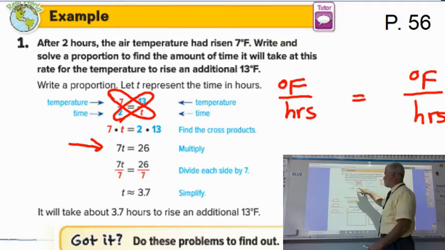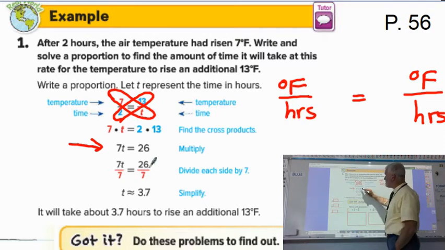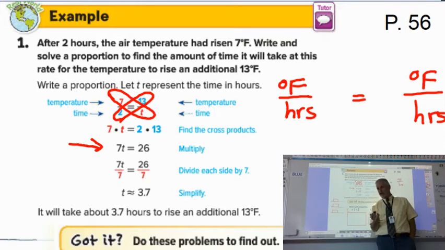Now, sometimes you'll write 2 times 13. Sometimes you can just write 26. It depends on how big the numbers are, okay? Kind of up to you for now, all right? So now this equation here, 7 times t equals 26. Now, last year you probably learned how to solve one-step equations. We will go over these again later on this year. We'll concentrate on solving equations algebraically.